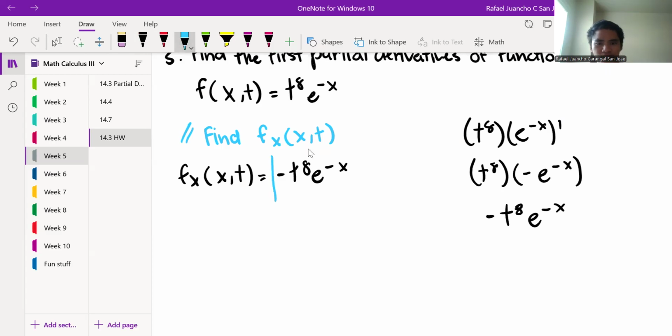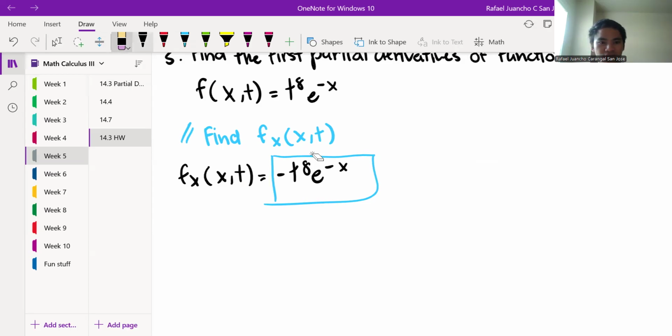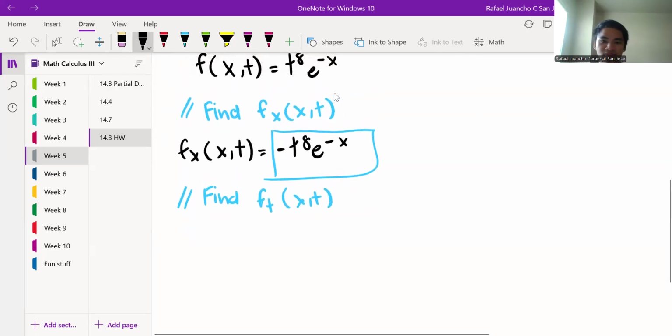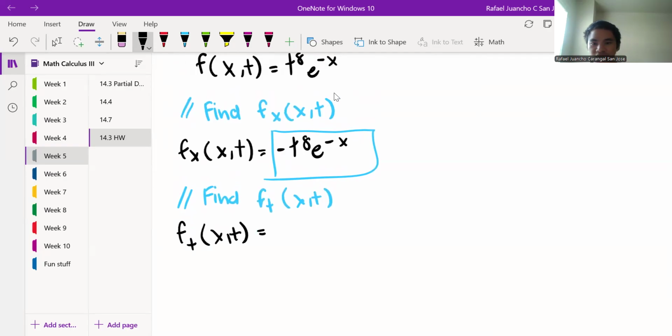There we go. Okay, let me do f of y. No, I'm kidding, not f of y. F of t, rather. So now I find f of t. So here now I treat x as a constant, right? So here I do f of t, x comma t. Here I treat my x as a constant. So let's say I bring this up front. I leave that be. That's that. Now my t to the 8th is what needs to be derived.